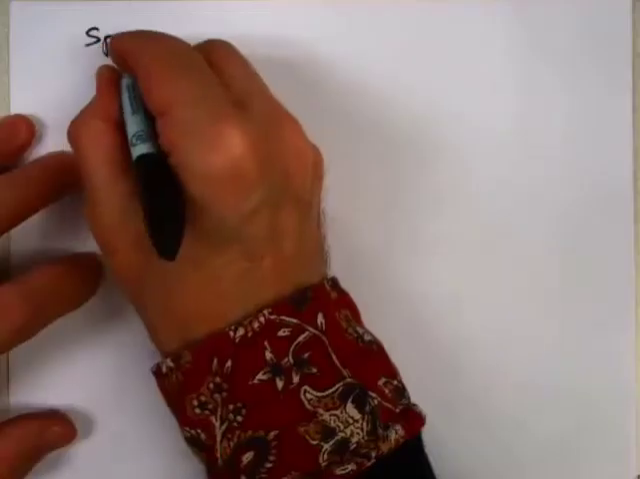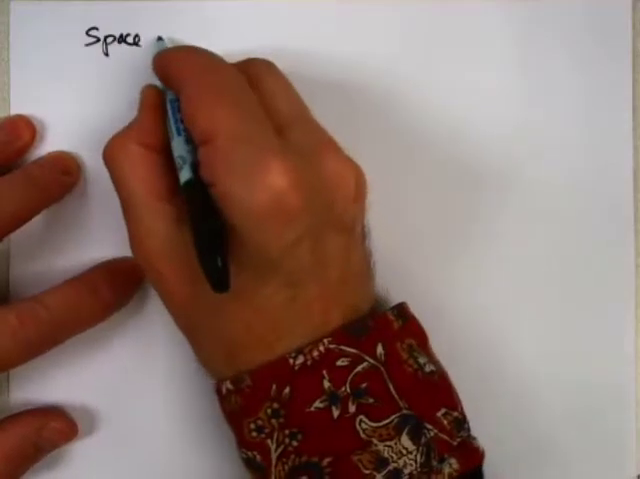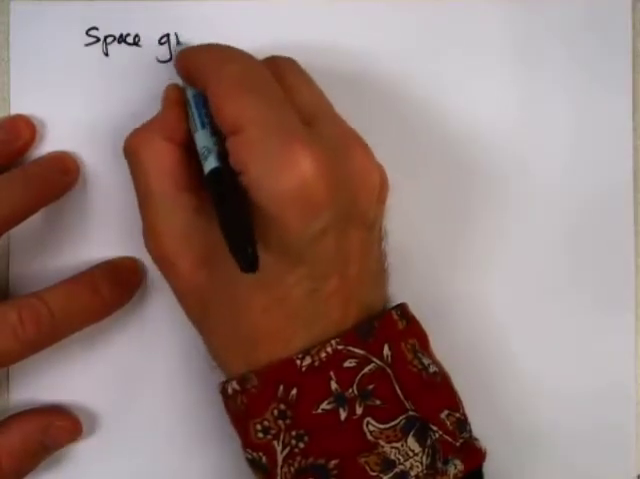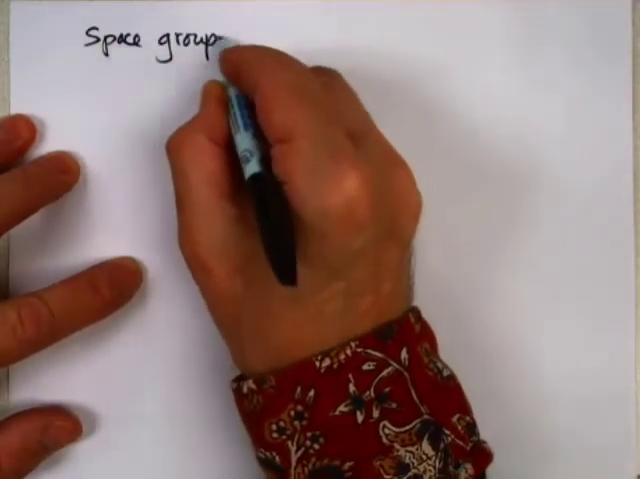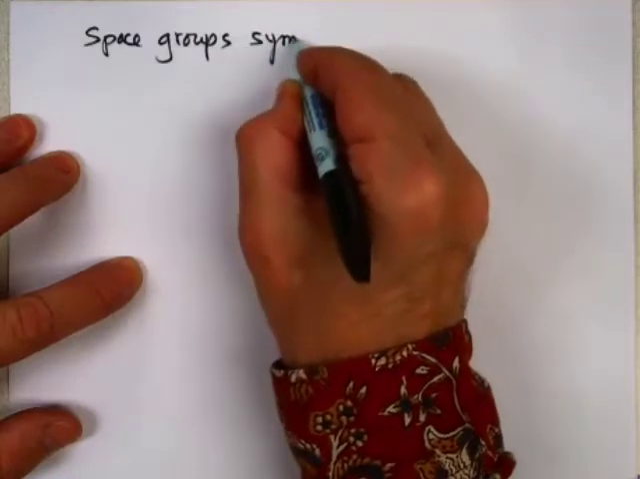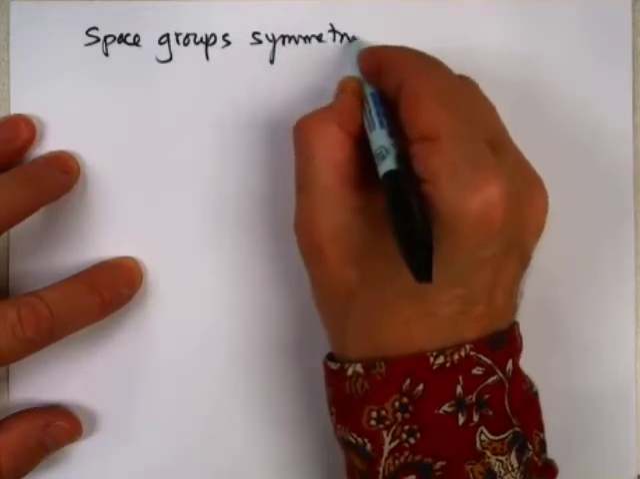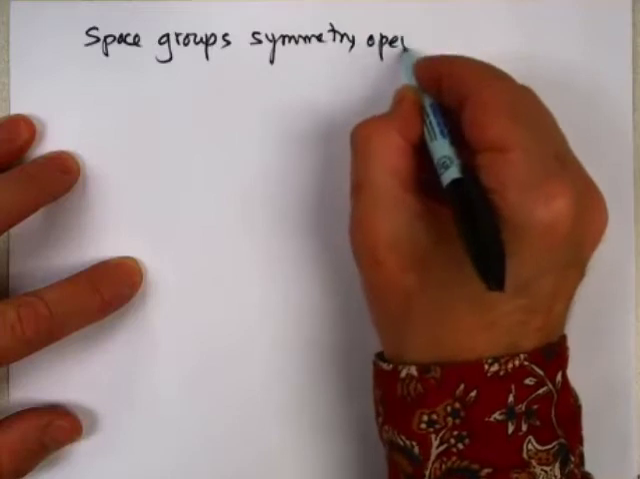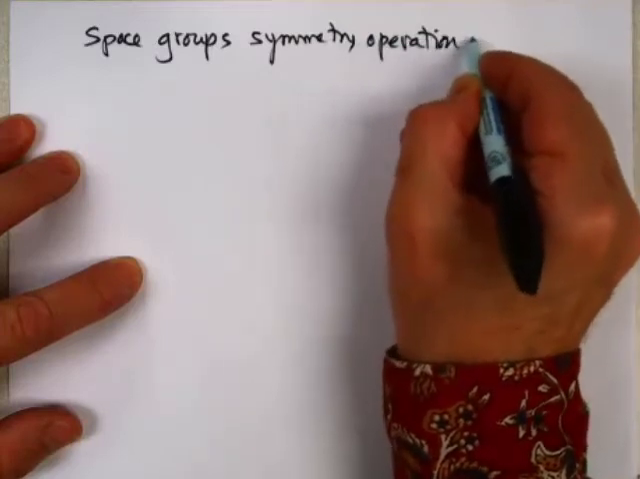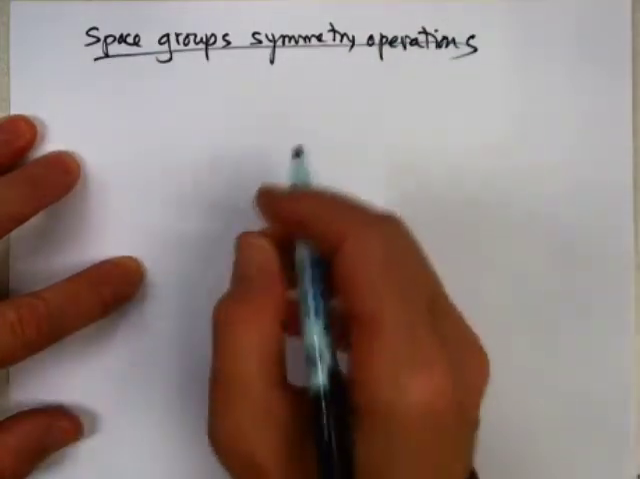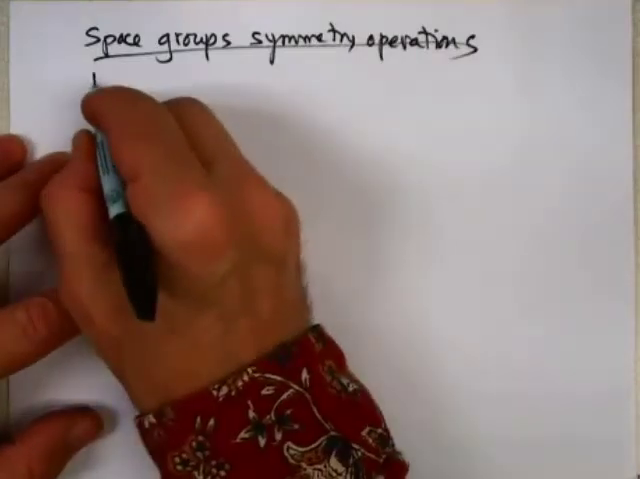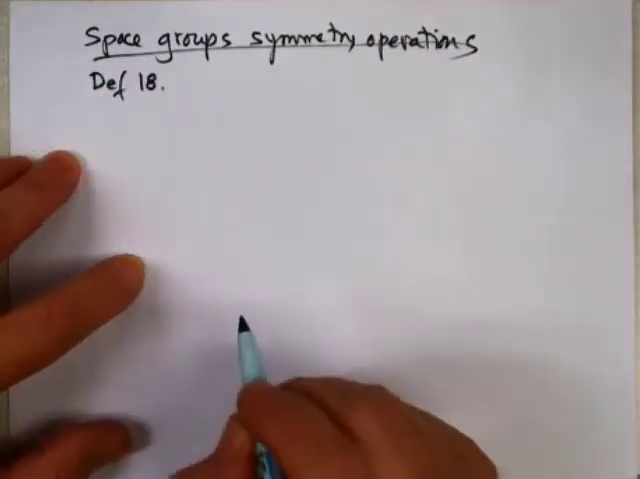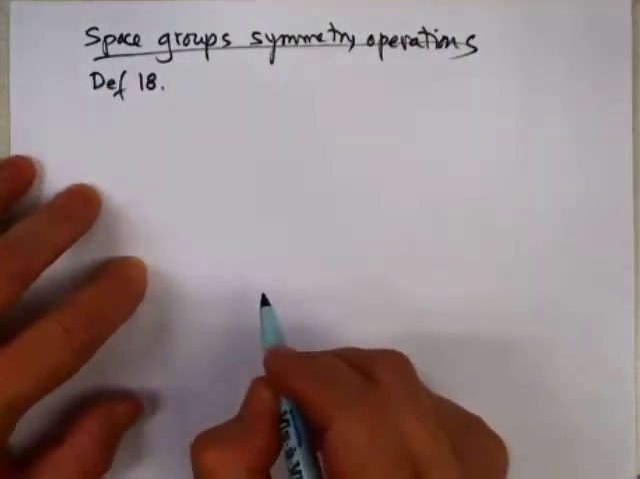So here is an example. This is a square lattice. And I will start this example, as usual, by defining a bunch of things. Space groups and their symmetry operations. We will follow Dresselhaus, so I'm using Dresselhaus numbers. Dresselhaus definition 18.